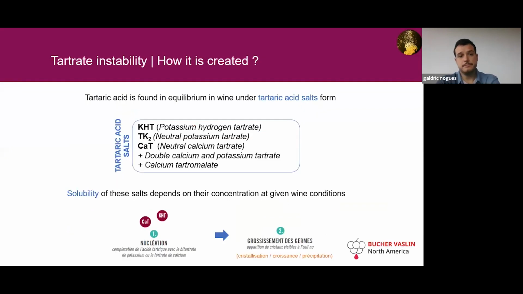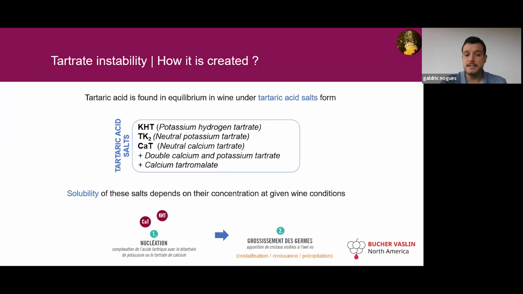Back on the tartrate instability, so it is created by the tartaric salts themselves, which are found in equilibrium in the wine in different forms: KHT, K2T, CAT, double calcium and potassium tartrate, calcium tartromalate, etc., which are all basically tartaric salts. And these salts have different solubilities. And this solubility depends on the concentration they show at given wine conditions.